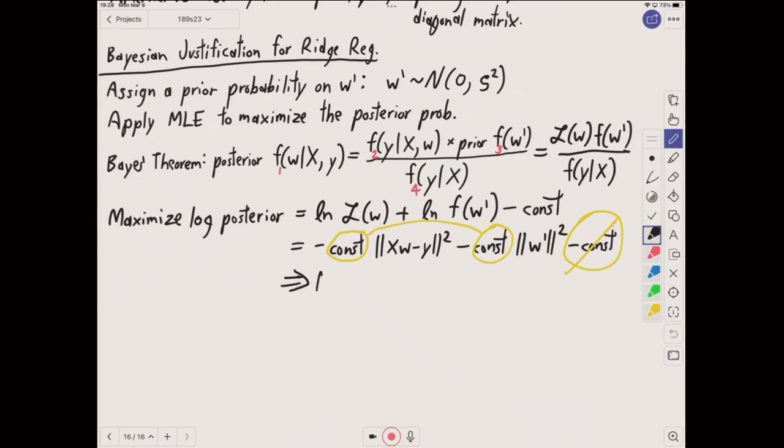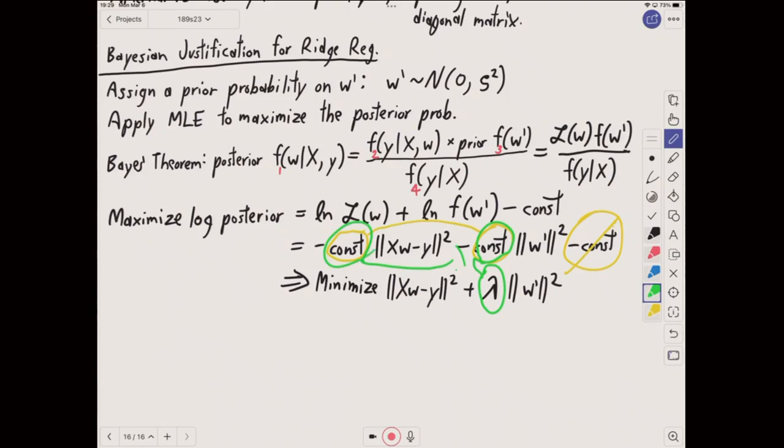that is equivalent to the problem of minimizing (XW - Y)^2 plus some other constant times W prime squared. So just to be clear, this lambda here is just an arbitrary constant that comes by taking this constant and dividing it by this constant. And so, as you can see, that is the ridge regression cost function.